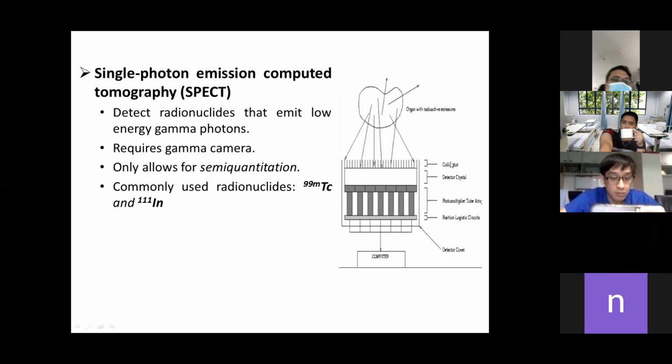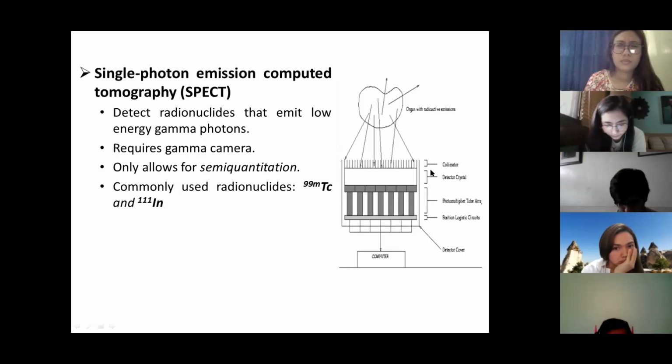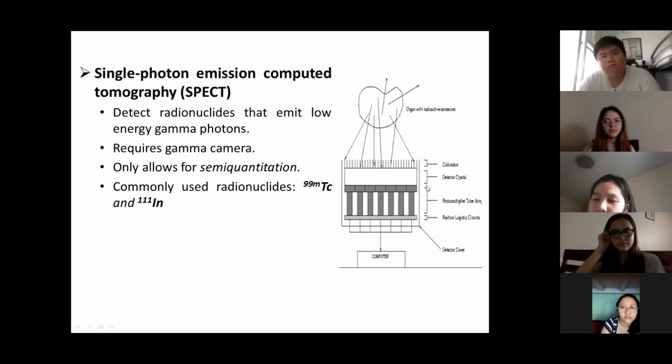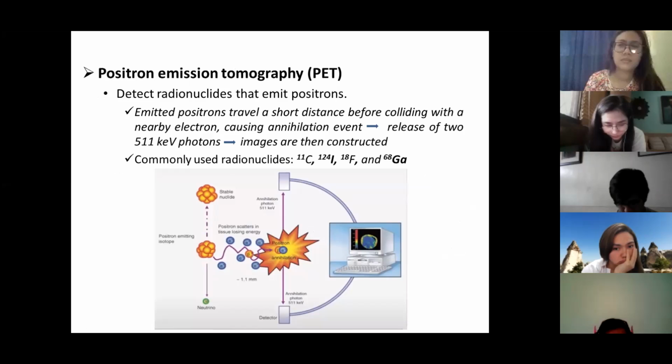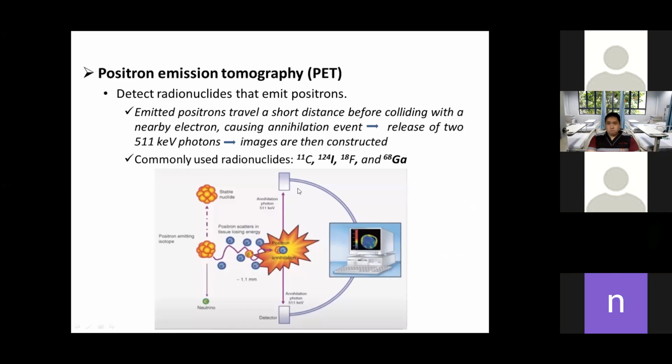A collimator, which is placed between the patient and the detector crystal, will encode spatial information. SPECT will only allow semi-quantitation, and the commonly used radionuclides are technetium and indium. For PET, this will detect radionuclides that emit positrons. The emitted positrons travel a short distance before colliding with a nearby electron, causing an annihilation event, leading to the release of two 511 keV photons traveling 180 degrees apart. Then the images are constructed. The commonly used radionuclides are carbon, iodine, fluorine, and gallium.